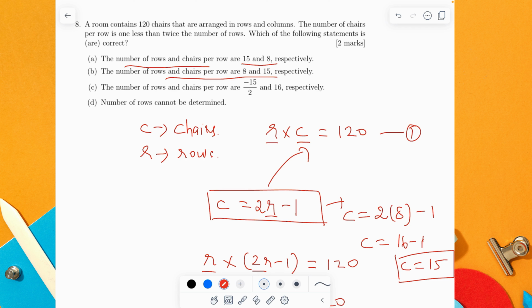So you should be very careful. How many rows did we get? We got rows as 8 and chairs as 15. C is equal to 15 represents the number of chairs, and R is equal to 8 represents the number of rows. Therefore, option B is the correct answer.